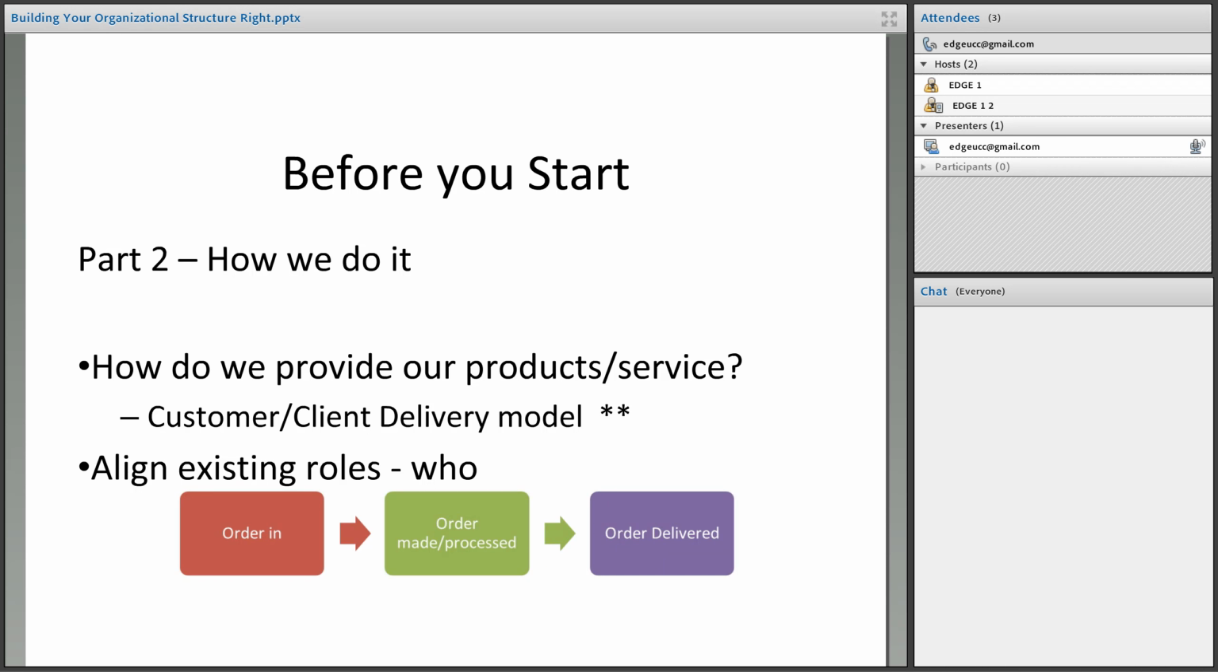How do we process what it is that we have? And how do we deliver our product and services? Those are the three basic buckets. Most organizations will have a customer-client delivery model that's much, much longer, that starts defining more of the specific kinds of steps, which then ultimately turn into responsibilities that need to be assigned to someone as their role.